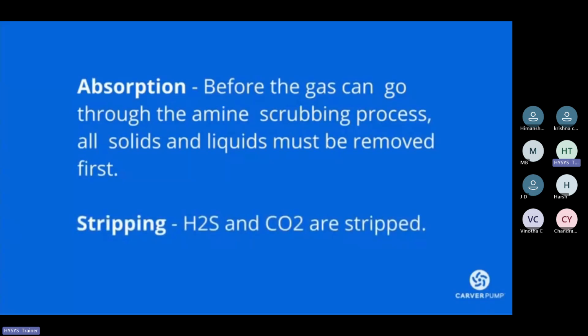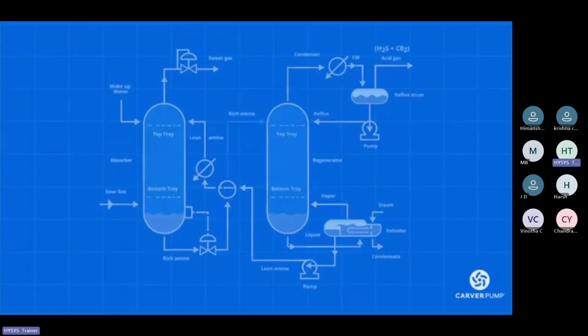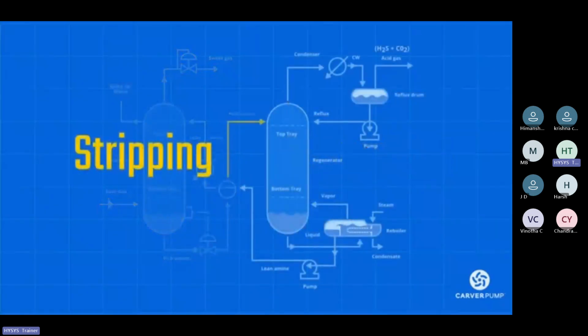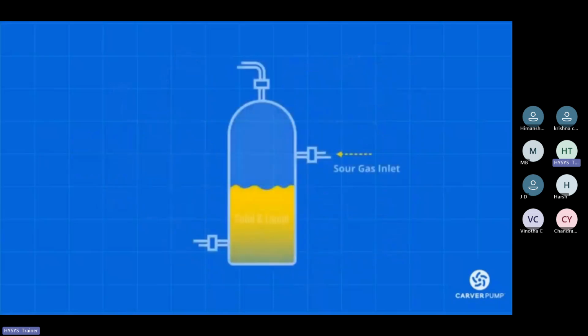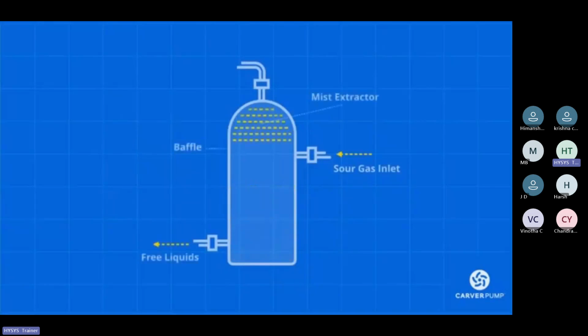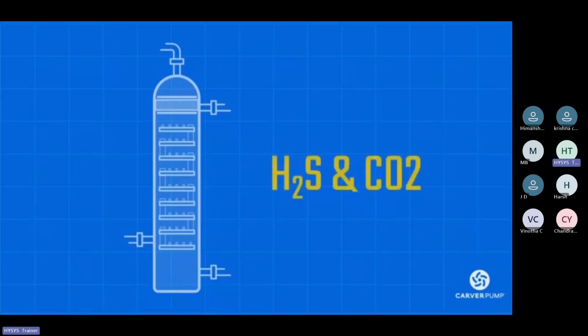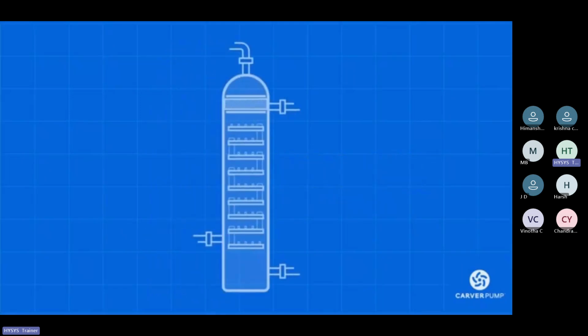The typical amine sweetening process contains two steps: absorption, where the amines absorb the H2S and CO2 from the sour gas, and stripping, where the H2S and CO2 are stripped from the amines and discharged. Absorption begins with the inlet separator. Here, any solids or liquids are removed from the sour gas using baffles and mist extractors. The gas then makes its way into the contactor column, where it comes into contact with the amines, and the H2S and CO2 are absorbed from the gas.